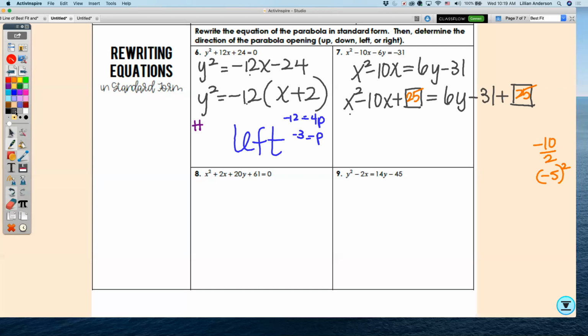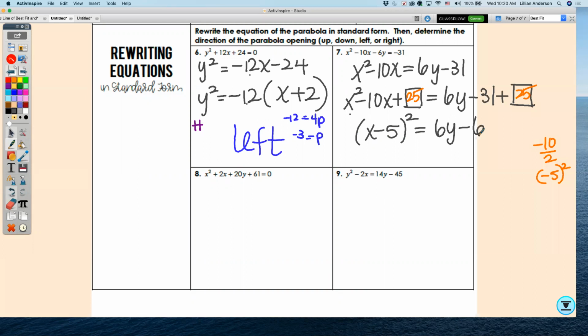When we complete the square, we turn the left side into a perfect square trinomial. And it's going to be x minus 5. We know it's x minus 5 because it's whatever number we get when we take half of b. And on the right, it becomes 6y minus 6. What do we have to do to the right side?